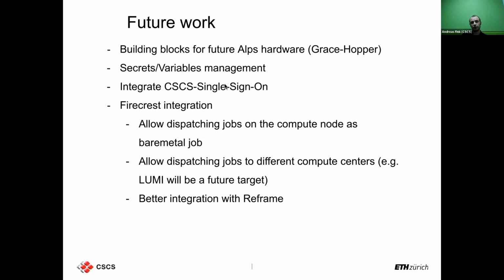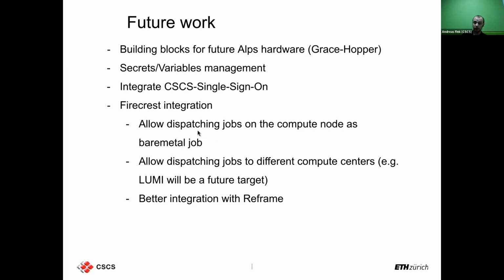We need to integrate also CSCS single sign-on. And in the future, we would like to have a FirecREST integration that would allow us to even dispatch jobs to different compute centers. For instance, LUMI will soon have a FirecREST also installed, and then you could have one pipeline that would test simultaneously on Alps infrastructure and on LUMI. And if you have access to even more compute sites that install FirecREST, that would be even better.